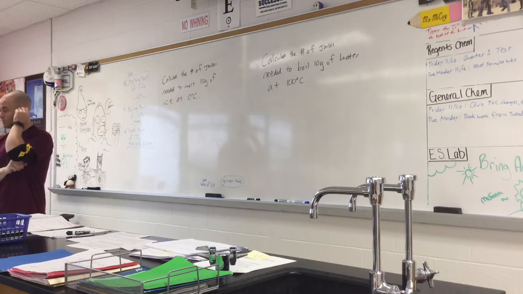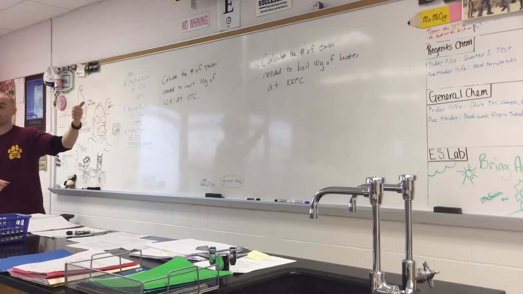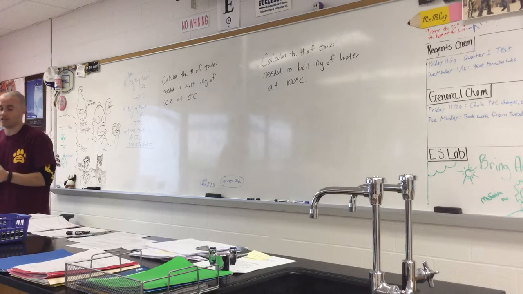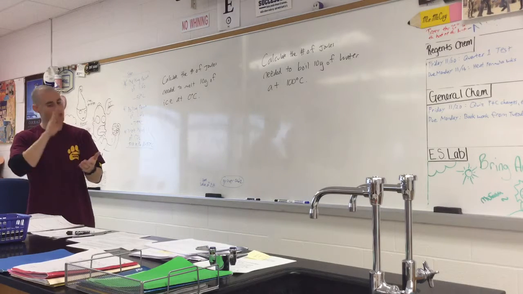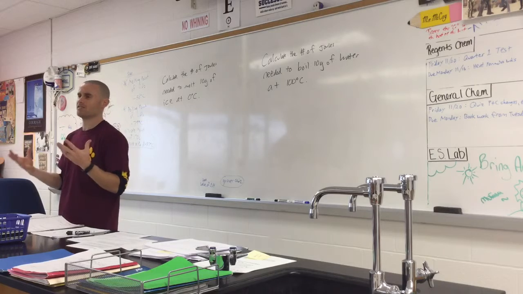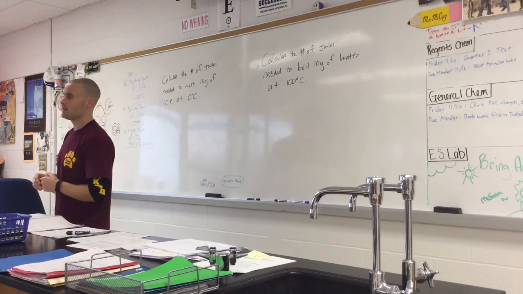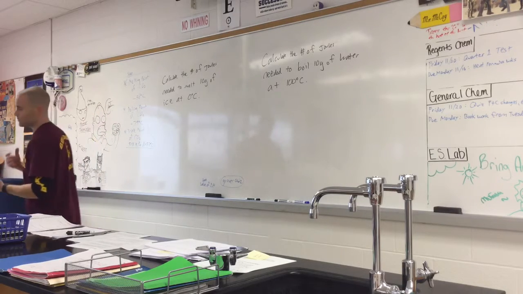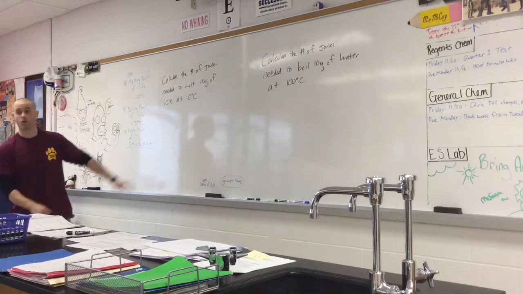How do we know we're not supposed to use Q equals MC delta T besides the fact that these are phase changes, which means you're not using Q equals MC delta T? That's very good. If you know that, you're good to go. But I just want to say something else to make it obvious. Yeah, there's no change in temp. If there's no change in temperature, right, we're at 0.